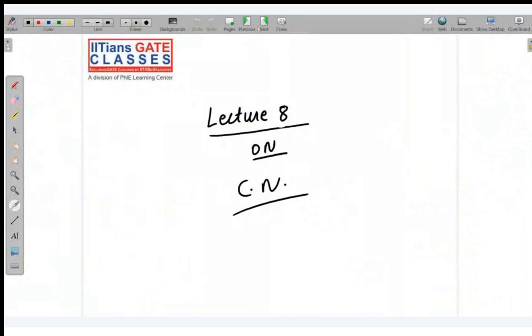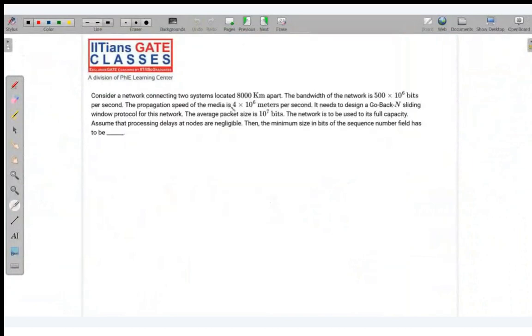This is lecture 8 on computer networks, and in this lecture, we are going to resume our previous lecture only. In the previous lecture, we were discussing the Go-Back-N protocol, and one question was left out, and let us do that question also.